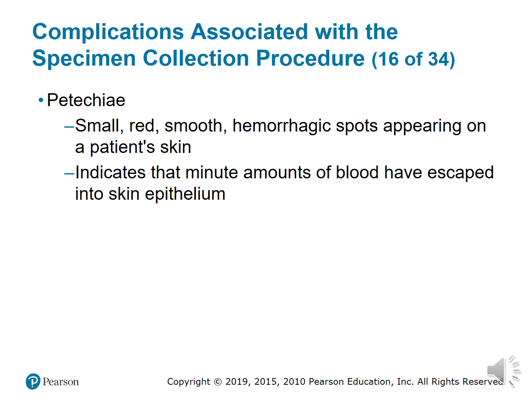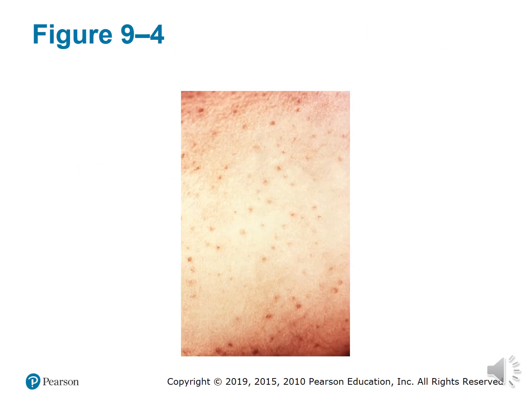Small red smooth hemorrhagic spots appearing on a patient's skin indicate that small amounts of blood have escaped into the skin epithelium. That's what that looks like.